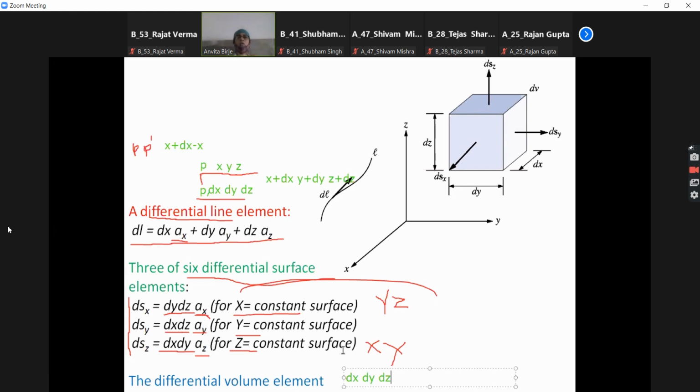Okay, so this is how you calculate the differential line. If you write down the differential line, this formula you have to remember. Maybe it is useful when we will solve the problems in the first chapter.